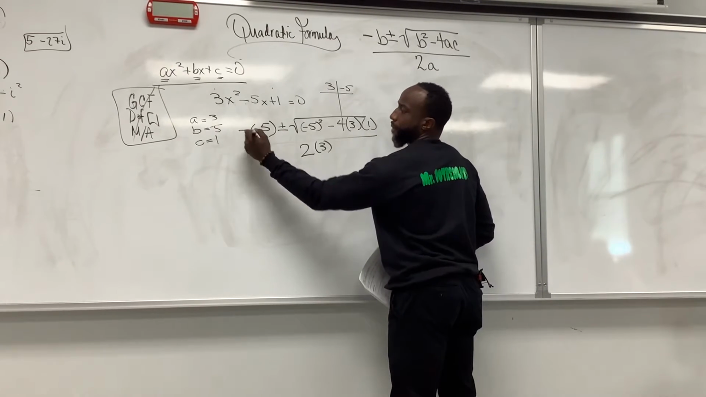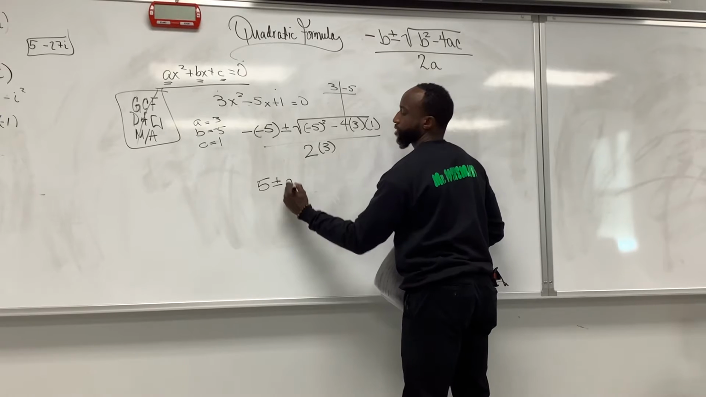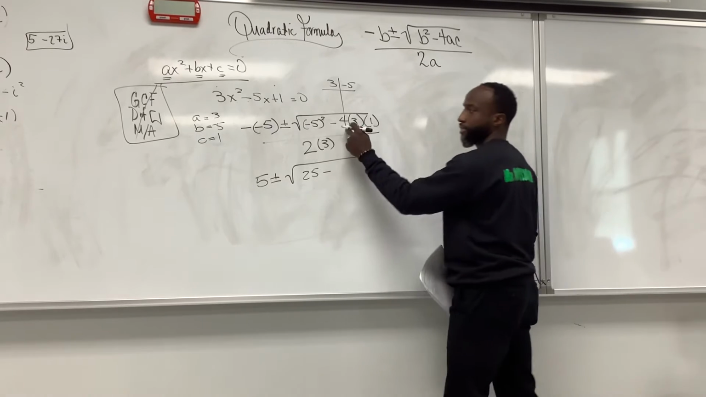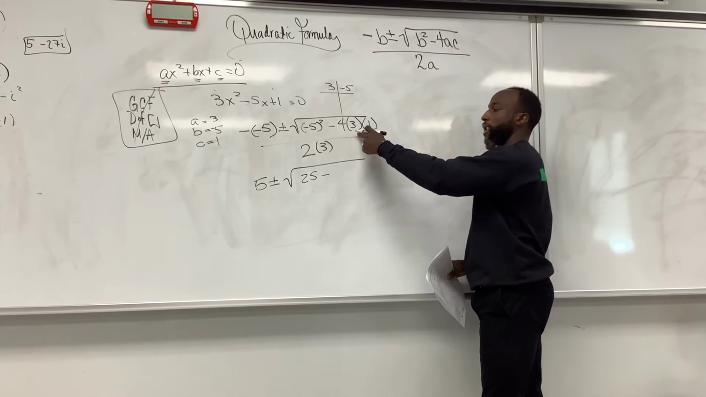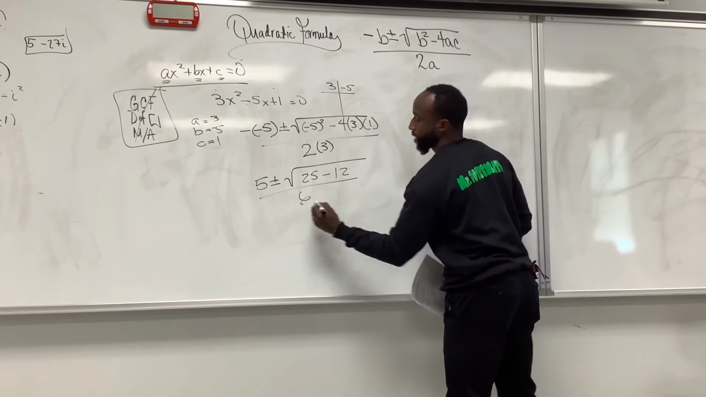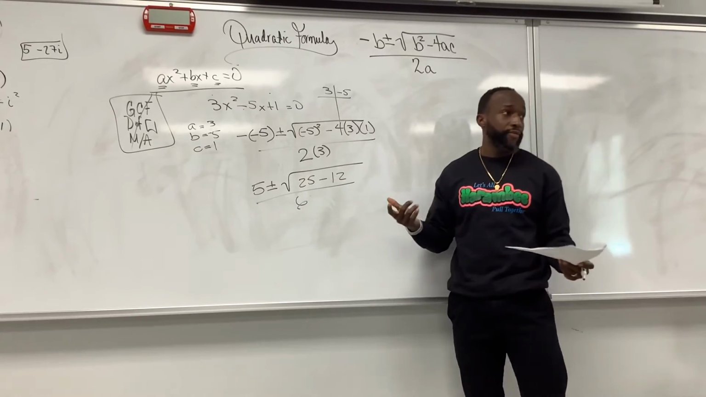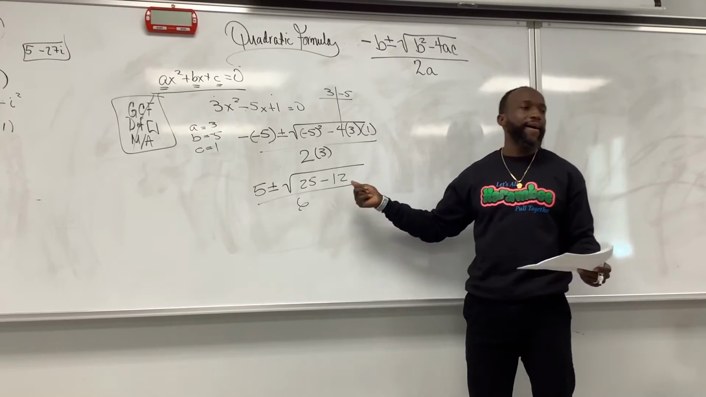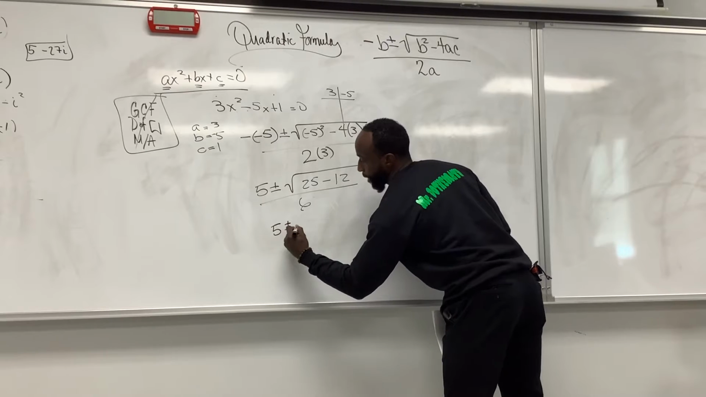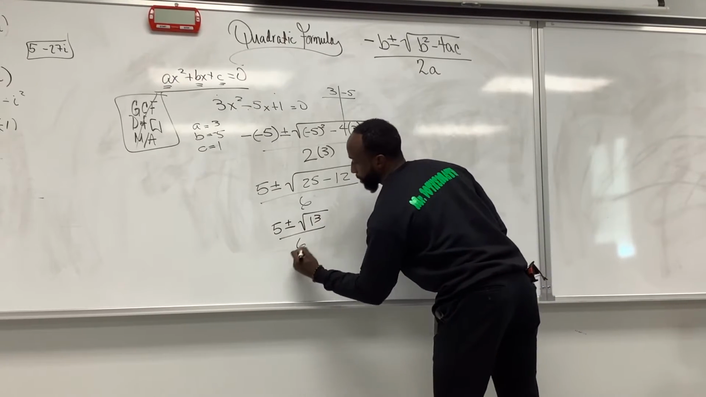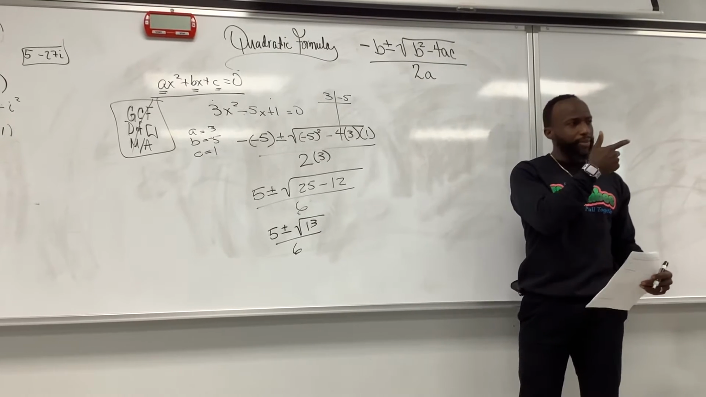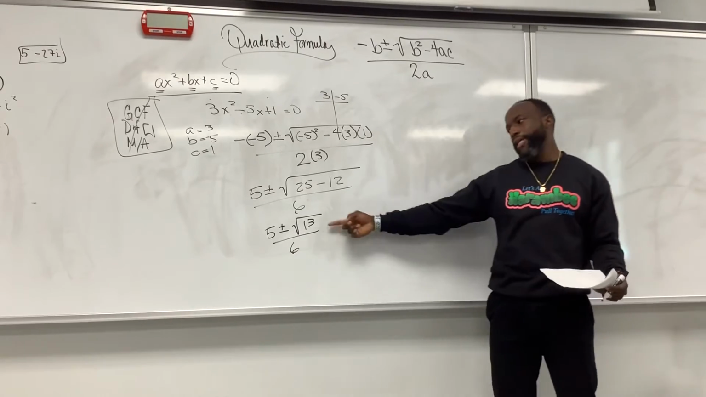So minus negative 5 is positive 5, plus or minus the square root of negative 5 squared, 25, minus 4 times 3 times 1, so it's minus 12, all over 6. 25 minus 12 is 13. So our answer is 5 plus or minus the square root of 13 over 6. We can leave it this way because 13 is a prime number, so it can't be simplified.